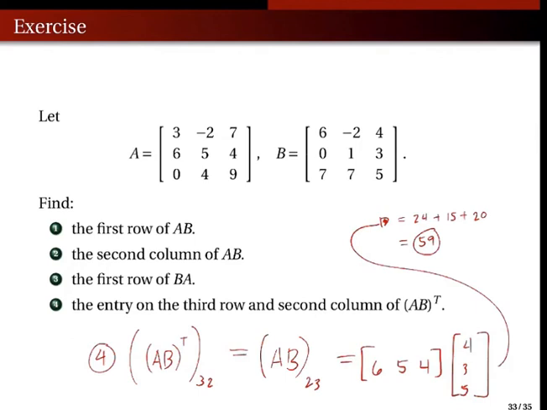Okay? So you don't have to calculate the product of the matrices, and then transpose it, and then find the entry. You can immediately get which entry by this description: entry on the third row, second column of AB transpose. Okay?